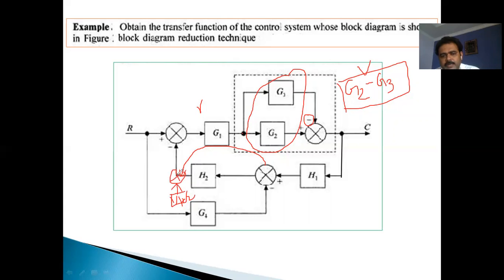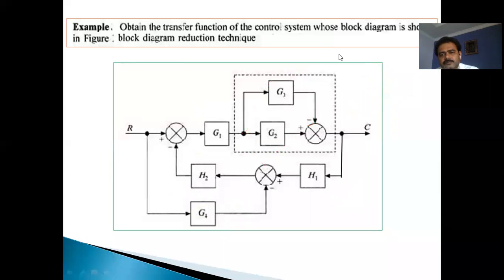So we can merge these two summing points, or we can split them, or we can interchange these two summing points. Using rule number 8, the block is now connected in this fashion. Reduce this feedback, so we can eliminate feedback H1. Similarly, we can eliminate G2. Finally, you will get a single block.